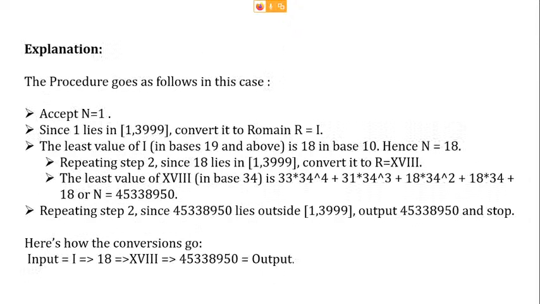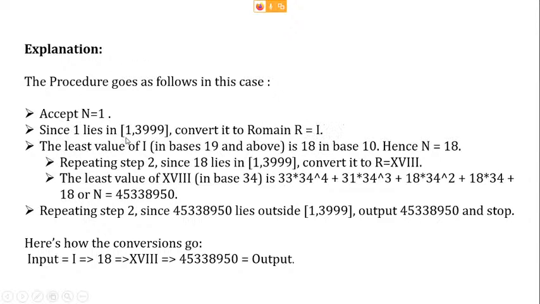I have given a detailed explanation of it. If you are reading this one, then going back to the question, it will be clear. So we accepted till this. Accept a number. If the number lies between 1 to 399, convert it to the Roman number and print it. Right? We are printing it.